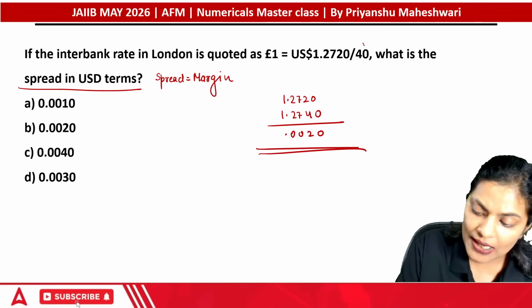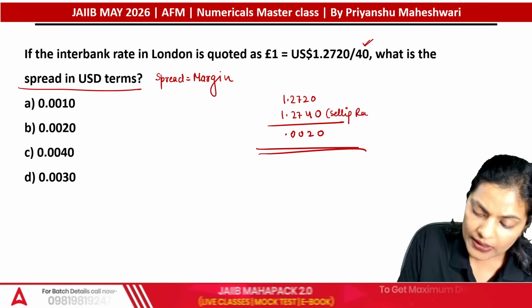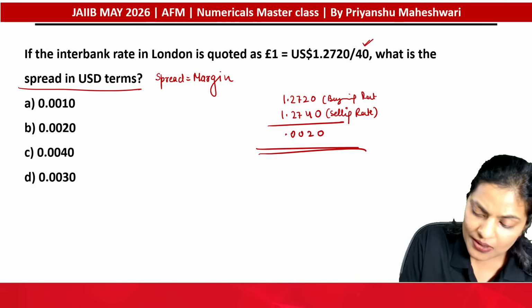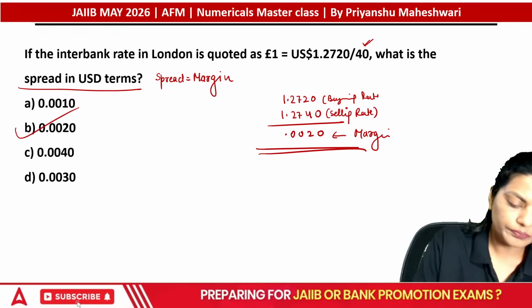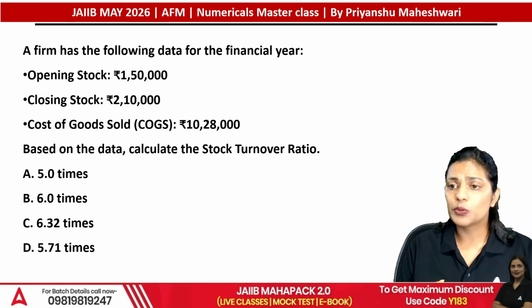So this is the bank's selling rate. Correct? And the bank is buying at this rate. So that means this percent is the bank's margin, profit or spread. Okay? Then, one more question was left.